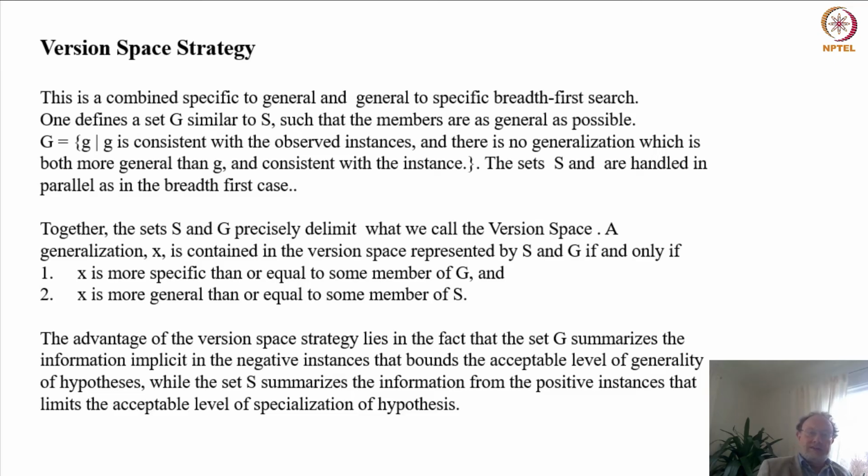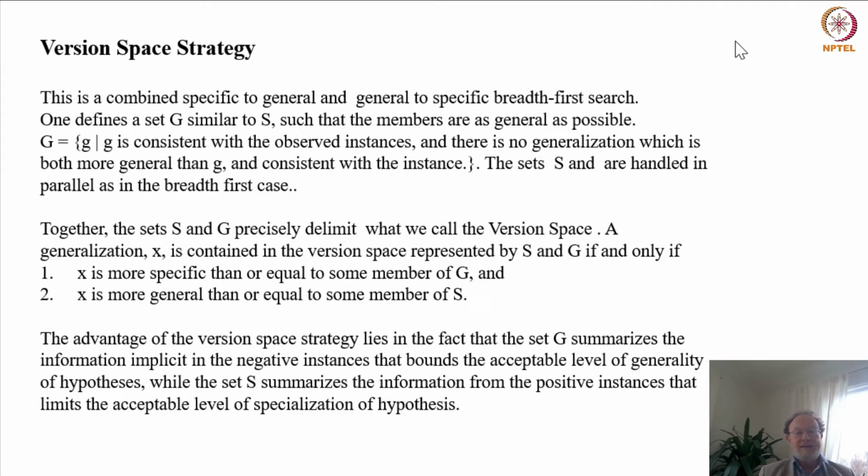The set S is handled exactly as it was in the breadth first case. Together, the sets S and G precisely delimit what we call then the version space. So generalization X is contained in this version space, represented or bounded by S and G, if and only if X is more specific than or equal to some member of G, and also more general than or equal to some member of S.